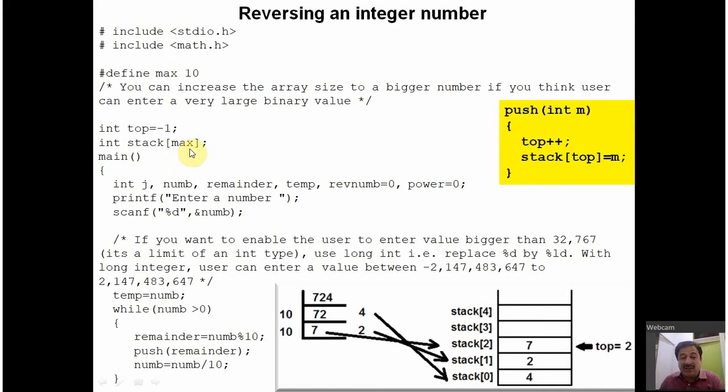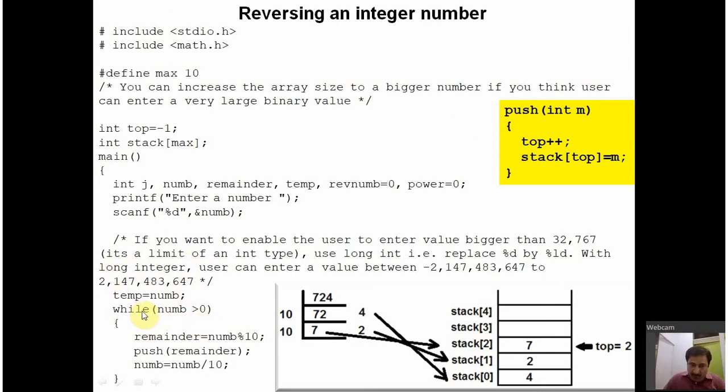I am assuming that the number that is being entered for reversing is not more than 10 digits. If you think the user can enter a longer number, please define it as a long integer. Anyway, stack is defined as an array of size 10. Coming over here, the user is asked to enter a number to be reversed. Suppose the user enters 724, that is assigned to num. That 724 is temporarily assigned to a temp variable, right? We'll see why.